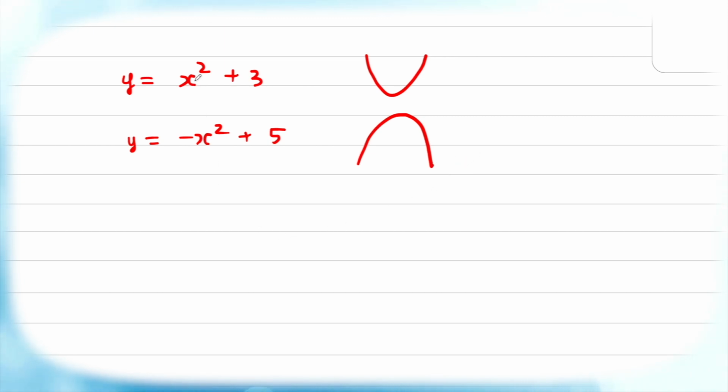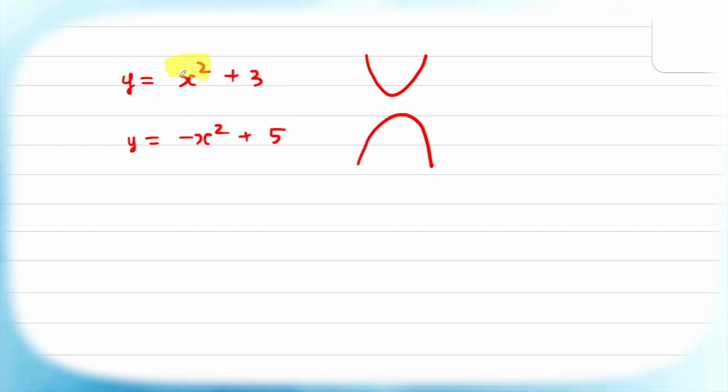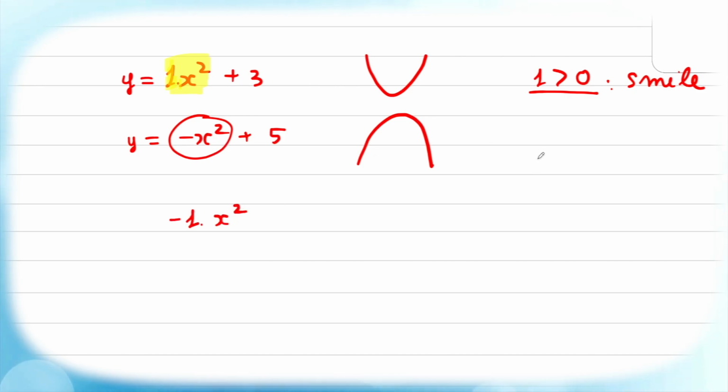Why? Because I focus on the coefficient of x squared. The first one I have here is x squared. It means 1 multiplied by x squared. Because 1 is greater than 0, we will have a smile here. And the second example is minus x squared. This means the coefficient of x squared is minus 1, and because minus 1 is less than 0, we will have a sad face.